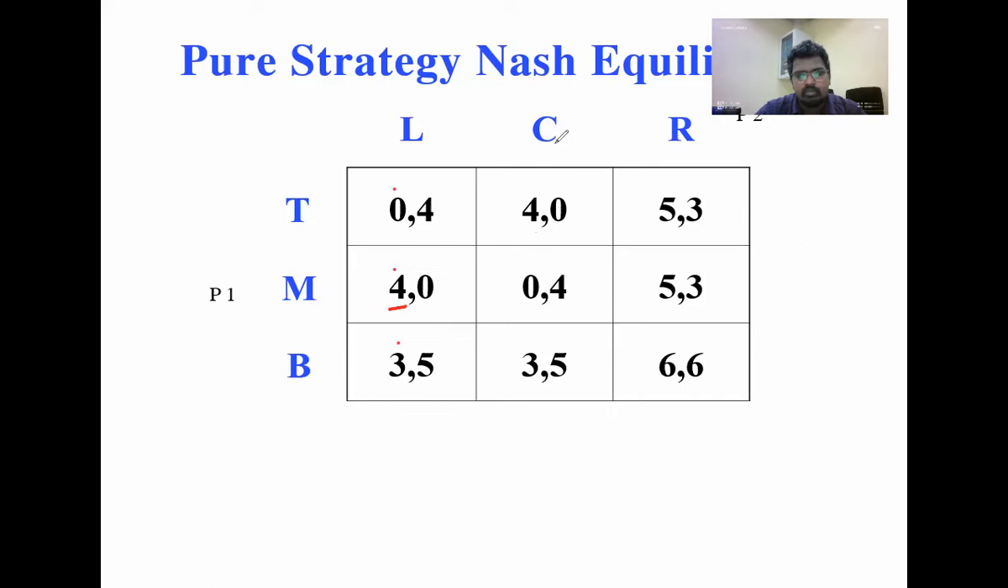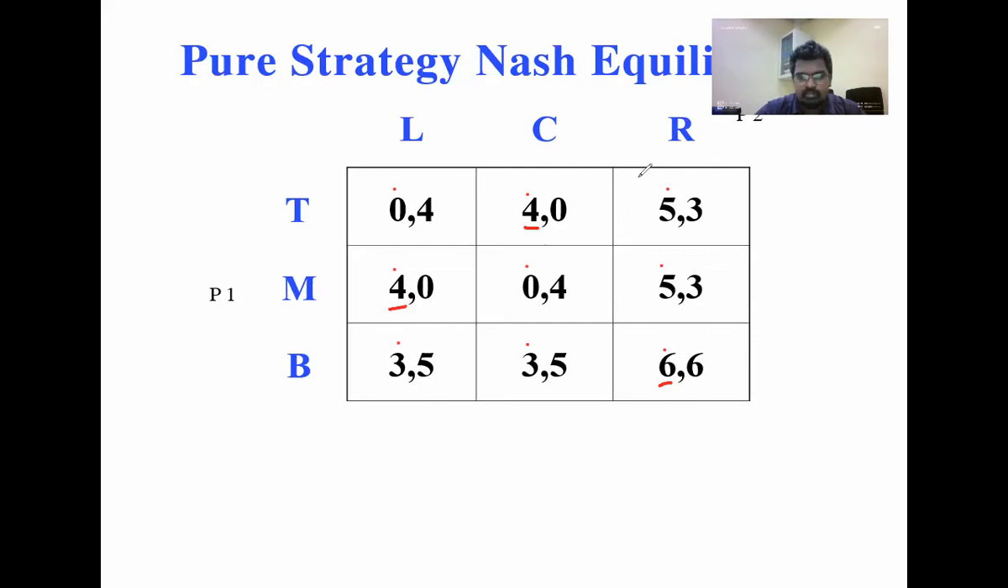Once player 2 plays center, what's the best outcome for player 1? We have these 3 now. For player 1 again, whether it is going to be top, middle, or bottom. Can someone mention? Top, obviously. Number 4, right? And if player 2 plays right, we have these 3 available. What's the best for player 1? Bottom, of course. 6, right.